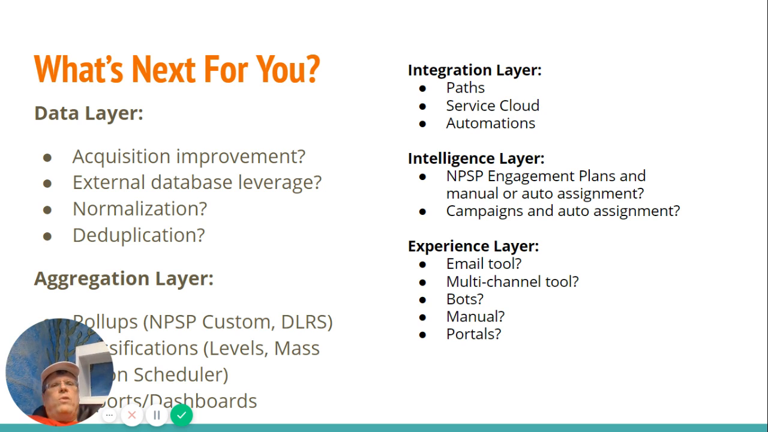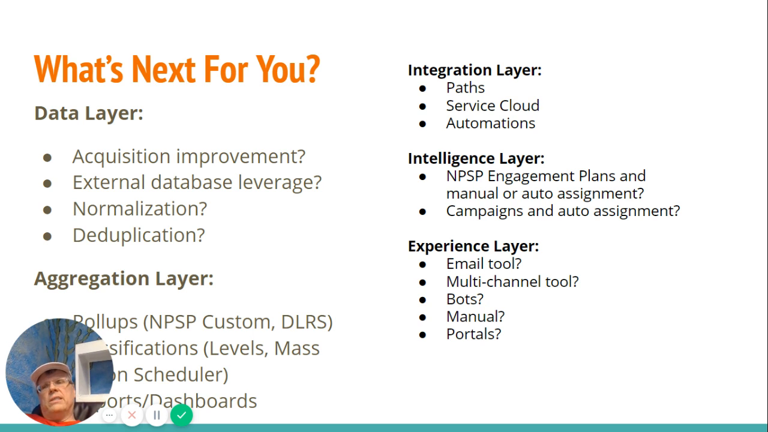At the intelligence layer, do you need to think about engagement plans assigned manually or automatically assigned? Do you need to create campaigns and start assigning people to campaigns based on the aggregation layer automatically? At the experience layer, do you need an email tool? Do you need a multi-channel tool? Do you need apps or bots? Is this a manual thing? Are you faithfully capturing the manual steps? Are you using tasks to faithfully guide the manual steps? Do you need portals to create experiences that you can log and customize for people?